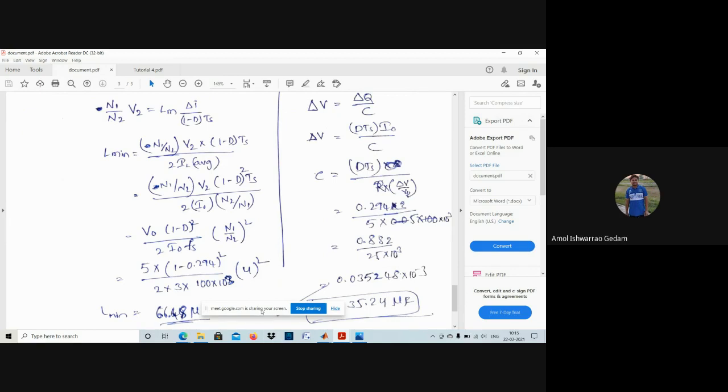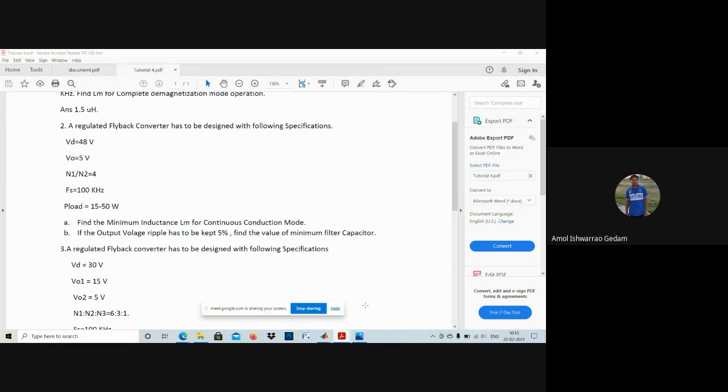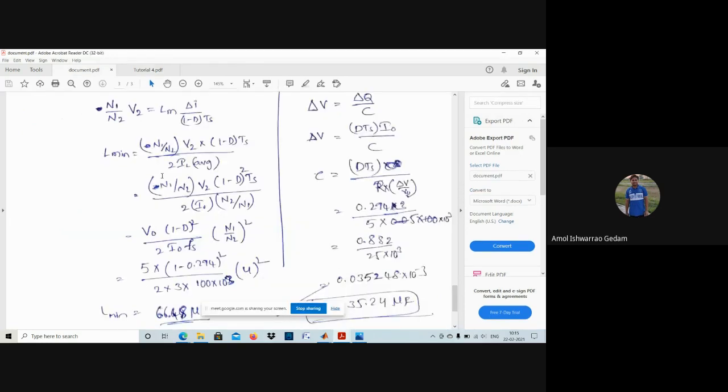In the question we have said minimum inductance for continuous conduction mode. Minimum inductance at continuous conduction mode means boundary condition. So at boundary condition, we know the ripple will be 2 times the average current. So if we keep IL average, delta I is equal to 2 times of IL average.